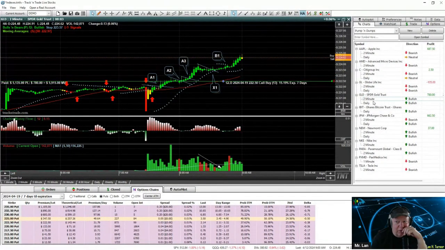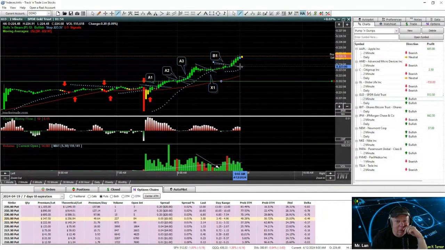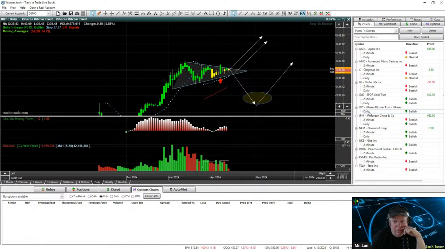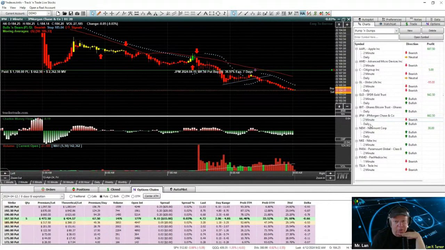Gold. Gold's still going. $780. That's our B1. We're going to get a little pullback right in here. We're going to get our B2. B2's coming in hot right in here. IBT. We can't do options on Bitcoin. I want to see this thing break out the bottom and come down here and create a low. Then I'll just go buy a whole bunch more. JP Morgan falling out of bed for us.